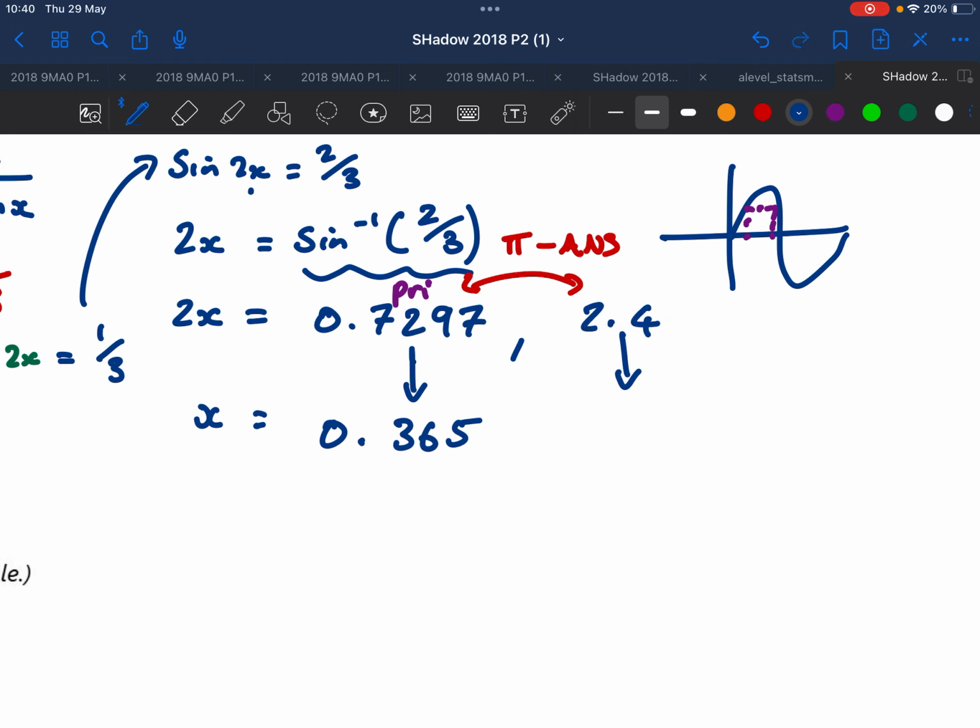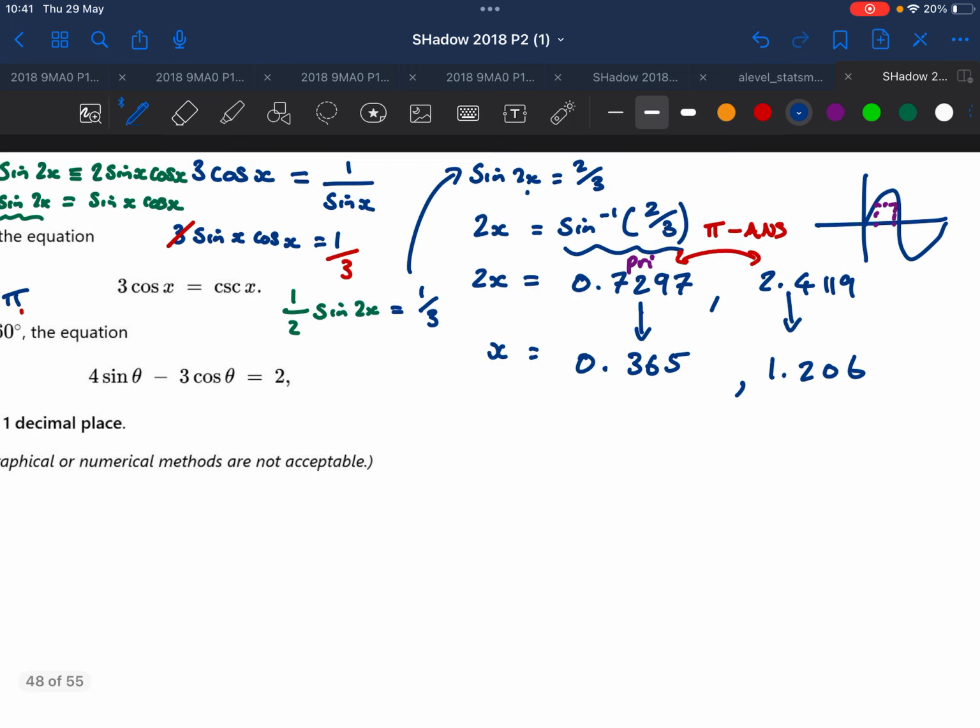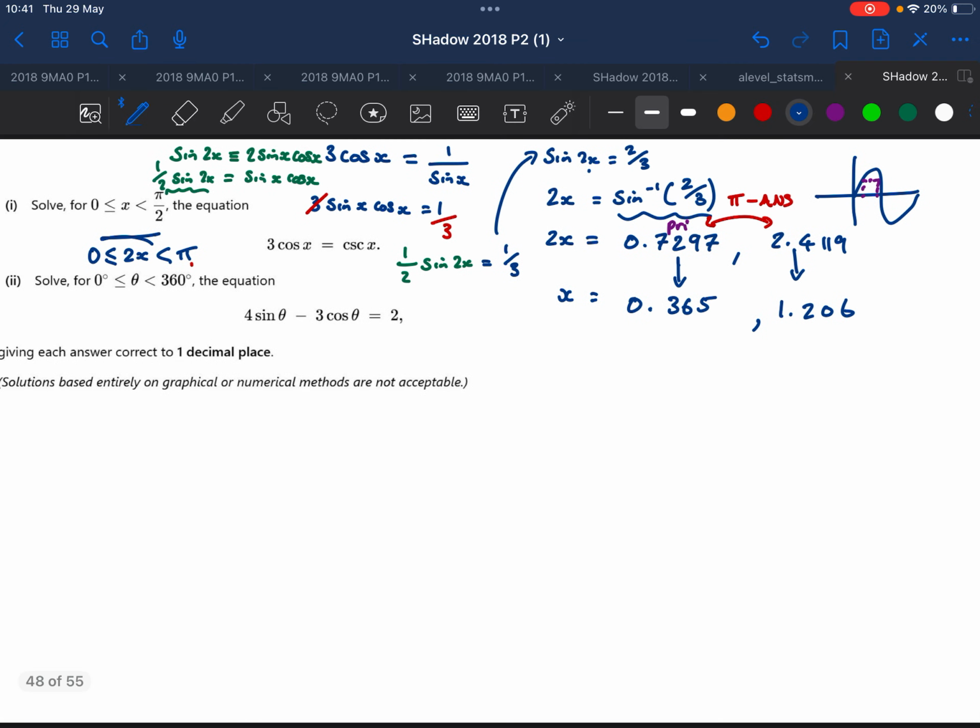4.119. And then I would divide this one by 2. So I would get 1.206. Okay, so I'm going to write in both the 3 decimal places. So let me just check I've answered the question. I'm looking for x values between 0 and pi over 2. So pi over 2, yeah, well, this one actually does fit inside, doesn't it?